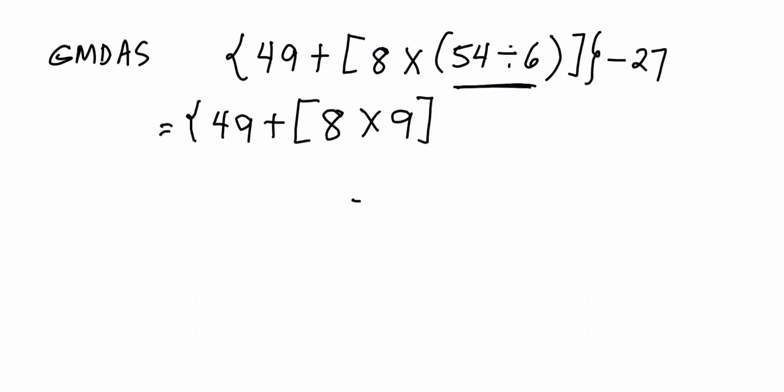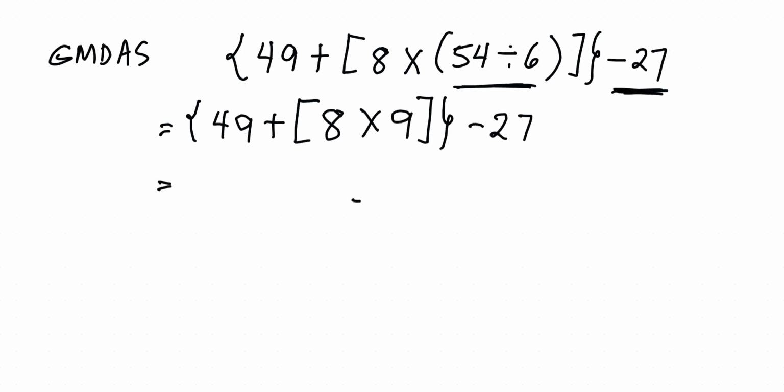Okay, and the braces. Why do we still have to put the brace? Because they are still in the groupings. Remember, we still have 49 here. Okay, and then just copy minus 27. 27 here is not in the grouping, so it will be the last one.